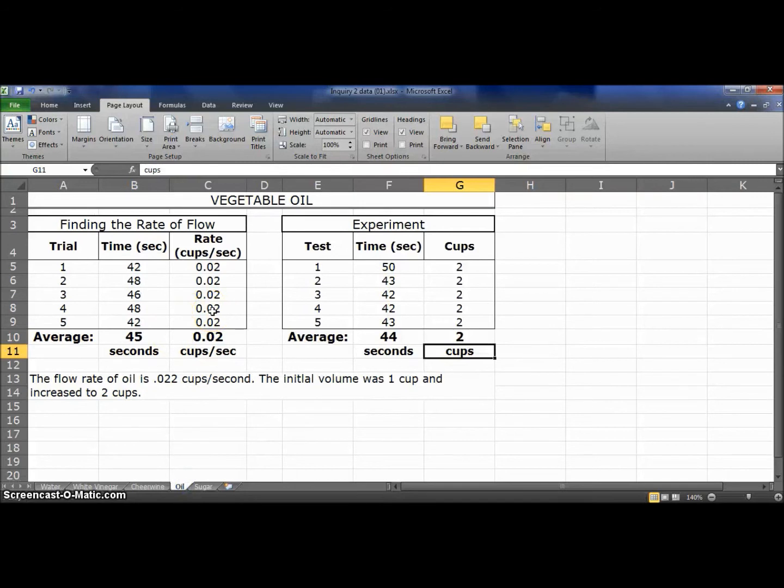This is our tab for vegetable oil. The vegetable oil had a rate of flow of 0.02 cups per second, or about 45 seconds for a cup. After we did the experiment, we determined that it took about 44 seconds to fill it up from 1 cup to 2 cups. And whenever we plugged all that data into our y equals mx plus b formula, we got that we should have gotten 2 cups at those times. So again, mathematically and experimentally, they match.